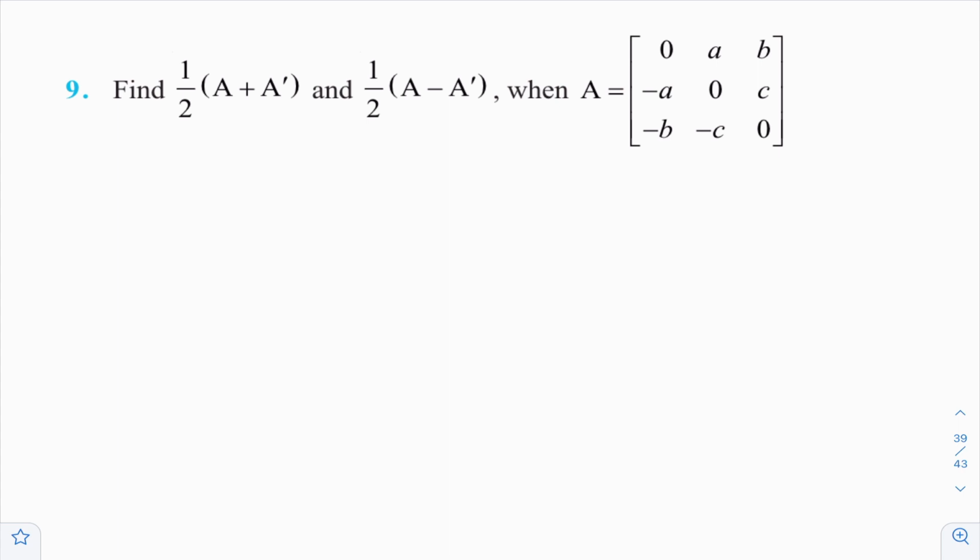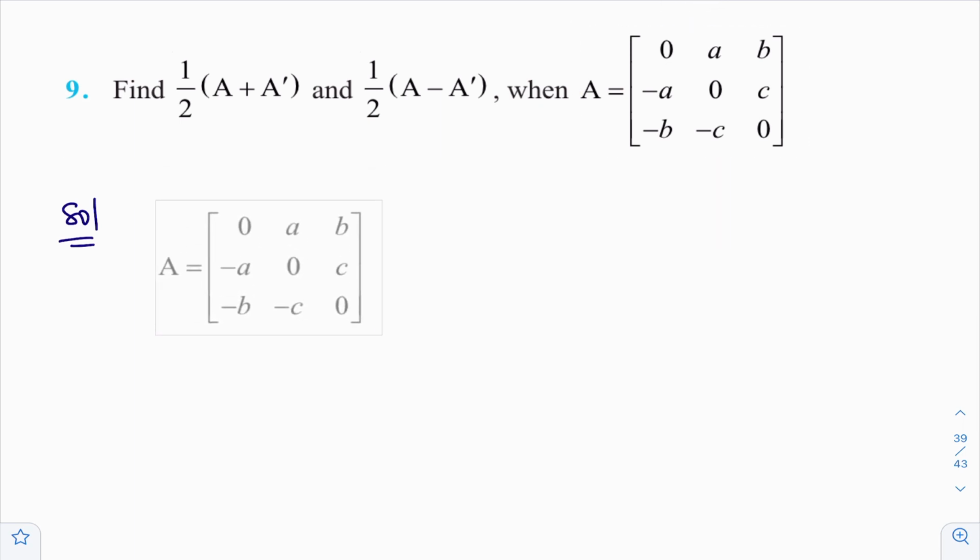See this ninth problem. What they are asking in this problem? Find half into A plus A dash and half into A minus A dash. The matrix A is given. It's a very simple problem actually. Okay, first I'll take the given matrix. This is the matrix A, right?